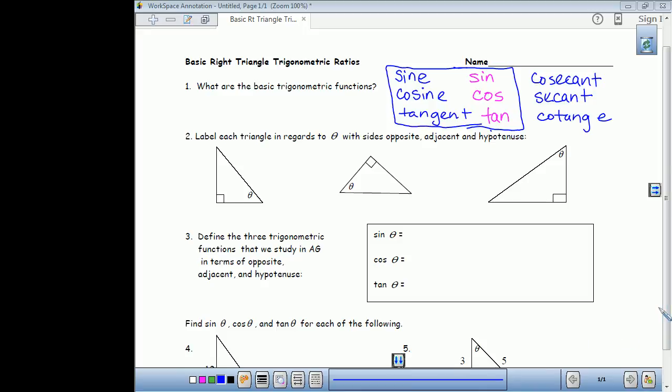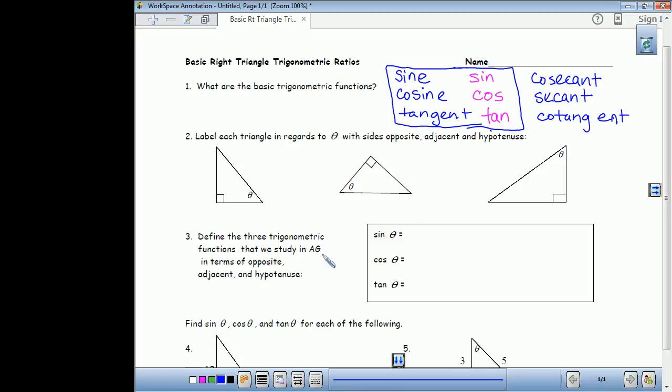Okay, so our 6 trig functions are sine, cosine, and tangent, cosecant, secant, and cotangent. Oh, I didn't finish spelling cotangent, did I? There we go, cotangent. But the 3 that we are studying this year are just sine, cosine, and tangent. We abbreviate those SIN for sine, COS for cosine, and TAN for tangent.